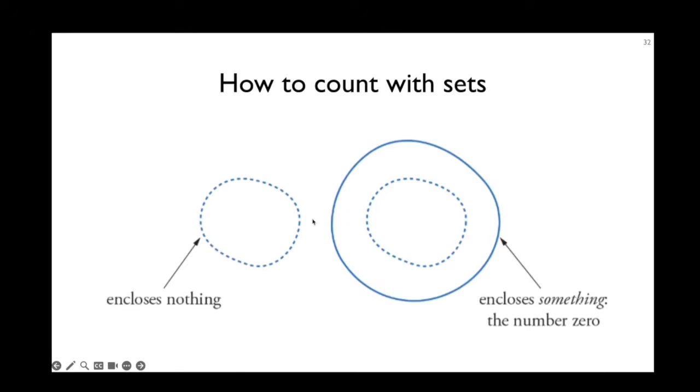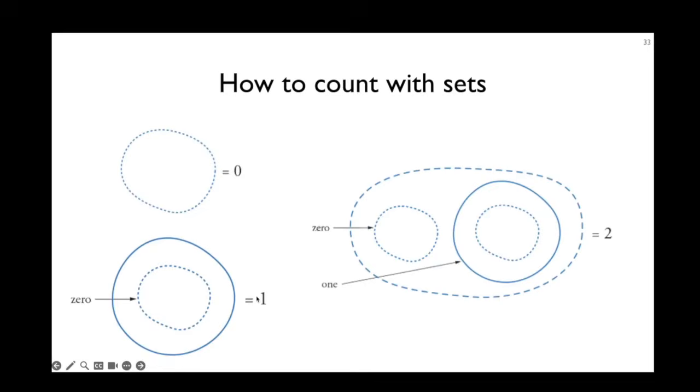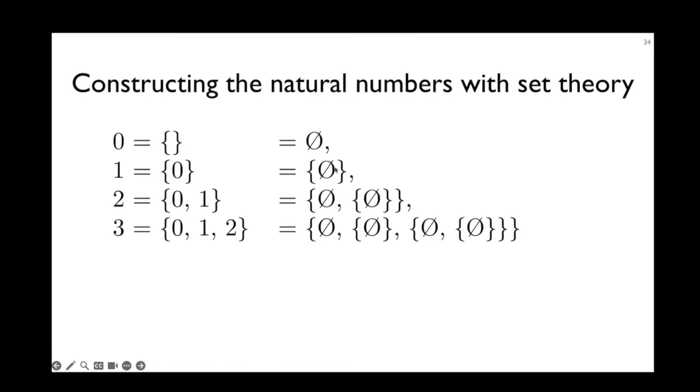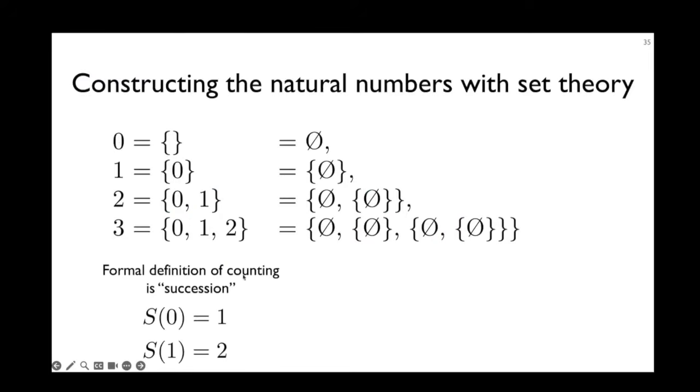We say the empty set encloses nothing, and if you define a set that encloses the empty set, then we define this to be equal to 1. And we define the set that includes both 0 and 1 to be 2. And if you put in some set theory syntax in all of this, we get a definition of 3 and so forth, and we can formally define what counting is.